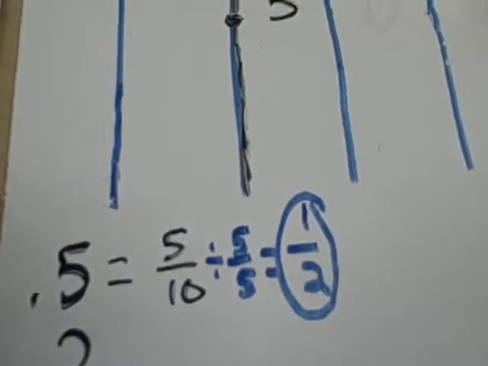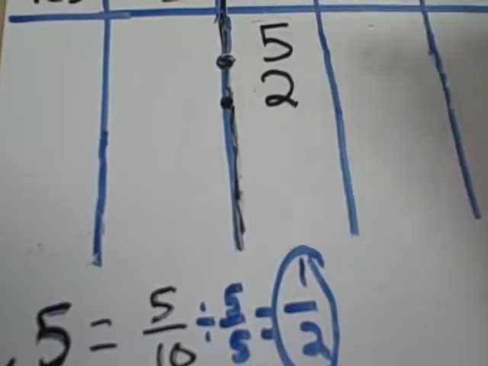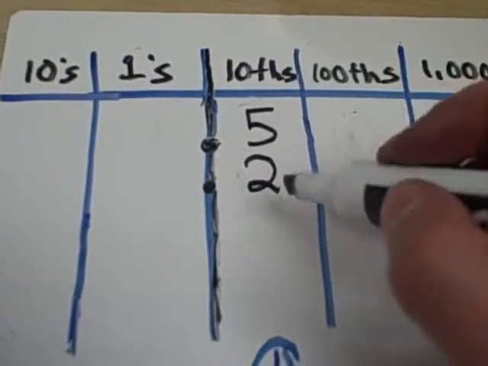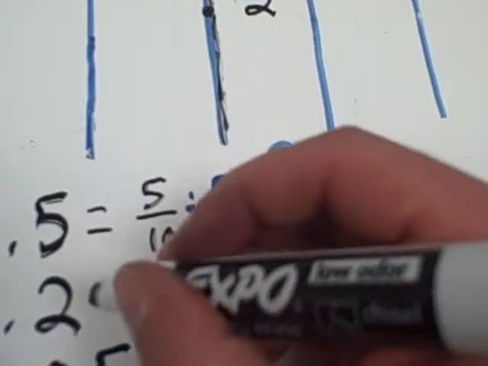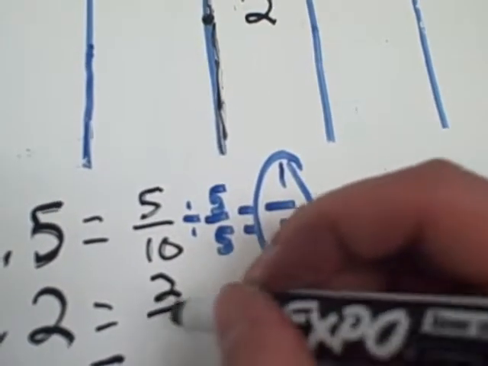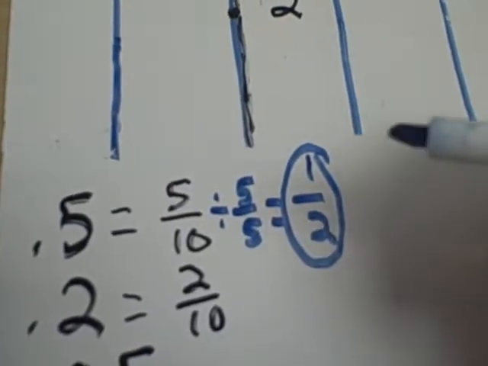We got 0.2. So again, I know my decimal point goes right here, so I put the 2 right next to it, and that happens to be in the tenths place. So again, 0.2 equals 2/10. But guess what? I can simplify that.